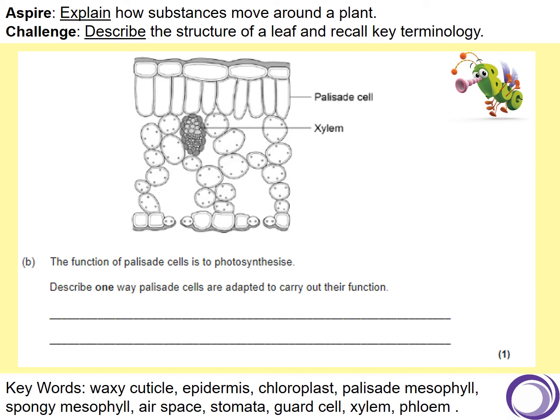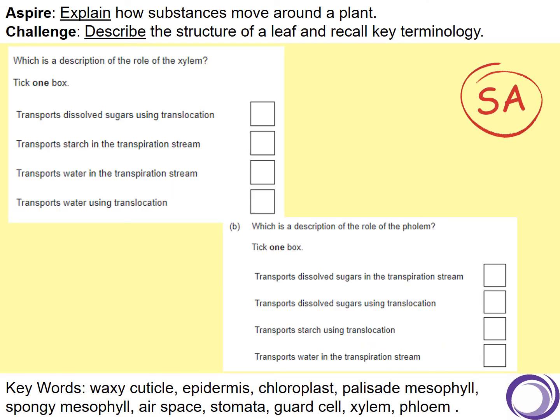So describe is a command word. We don't need to explain. You don't have to say why. You just need to say how they are adapted, and it's 1 mark. We'll go through this together. Okay. And then these ones are a description of the xylem, and then which one is the role of a phloem.